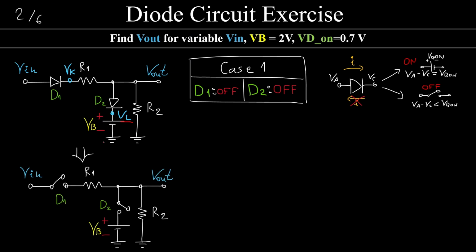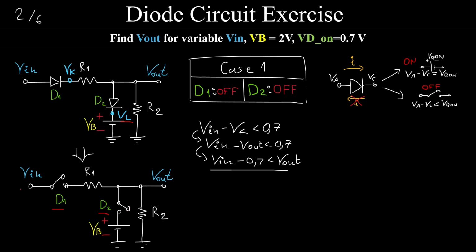So I'm going to transform these circuits into the case of both of them being off. If both diodes are off, this means that both of them must be open circuits over here. Well, if both of them are open circuits, for that case Vin minus Vk must be less than 0.7 volts, remember. That means that Vk is equal to Vout. Why? Because no current flows like this or like this, because this is an open circuit. That means that this point is going to have the same voltage as this point, which has the same voltage as this point, and that is Vout.